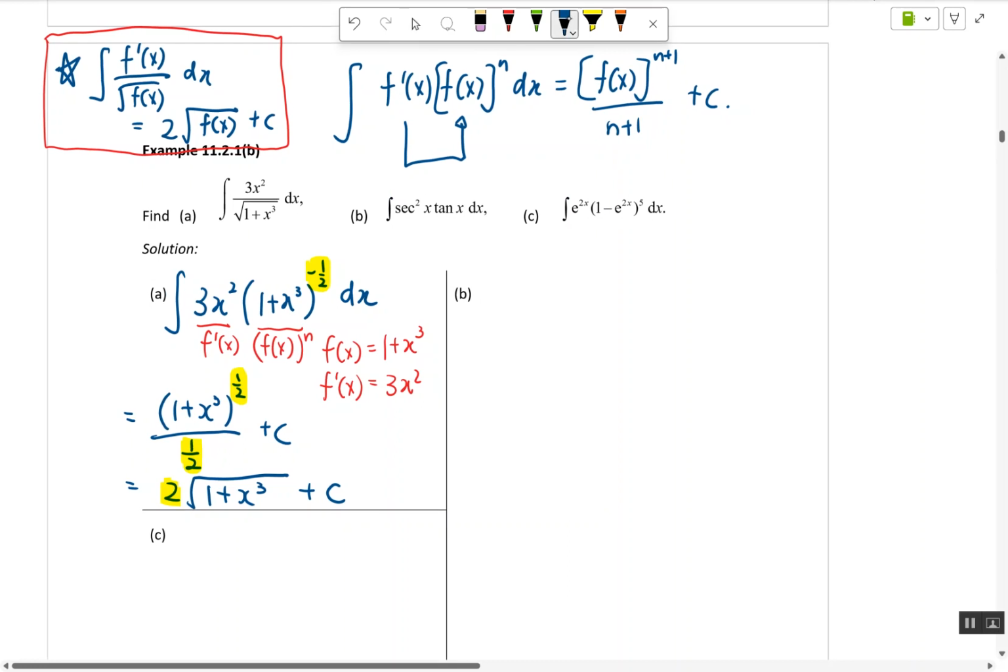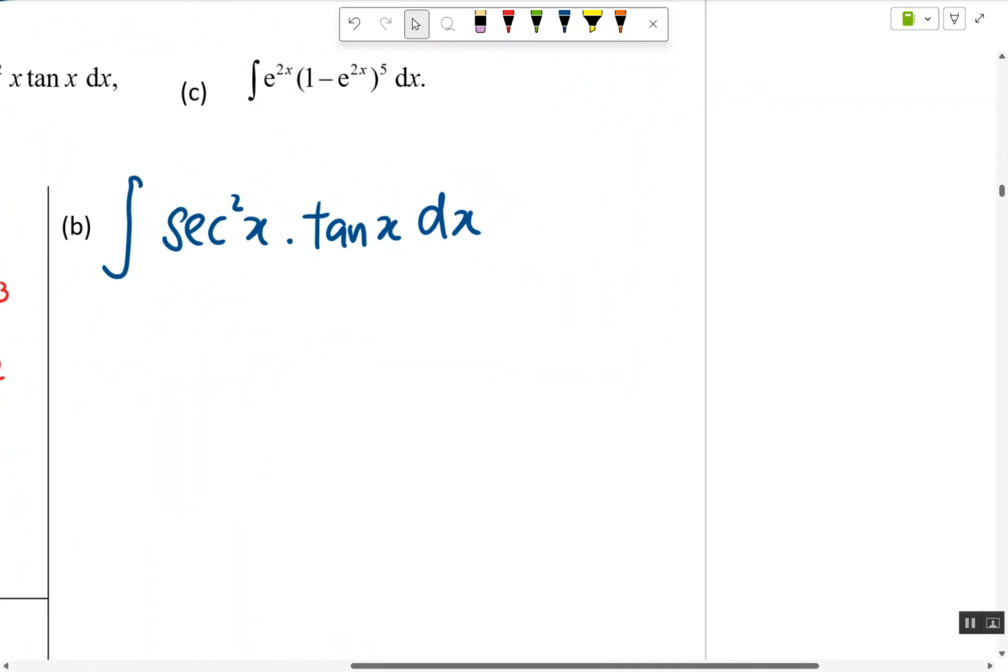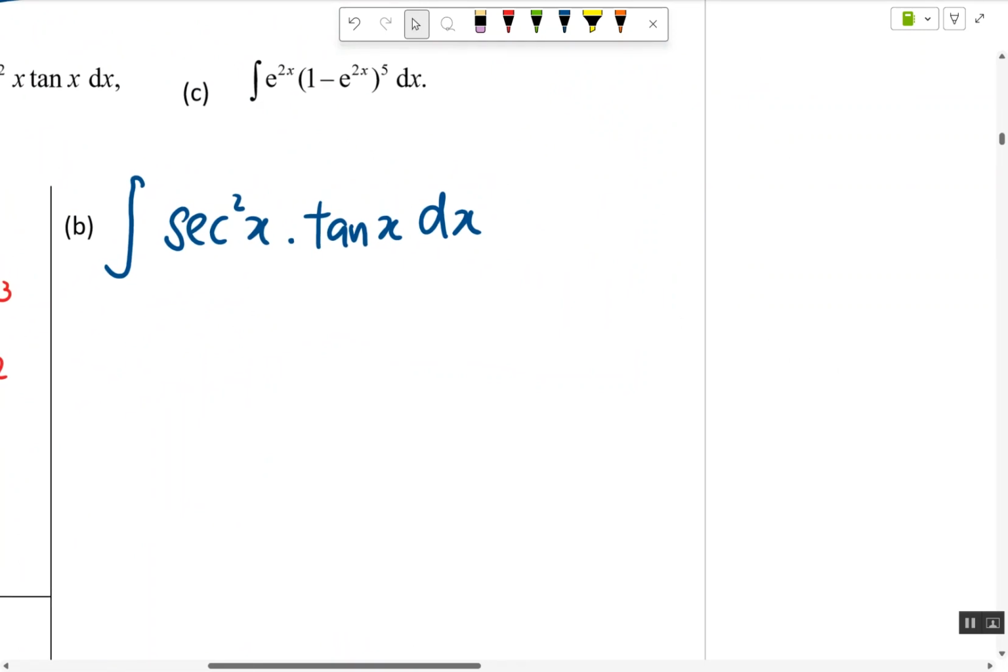Next is a trick question. In this case, I integrate secant square times tangent x. So this is a product, and there's no product rule in integration. Later on, you will learn integration by parts to know how to handle certain products. But when you see this, you can't use by parts. You have to be very sensitive. It feels like my f x is equal to secant x, isn't it? Because there's a power here.